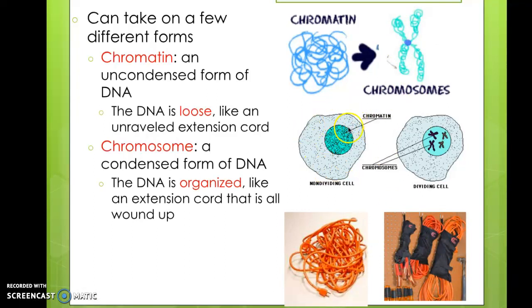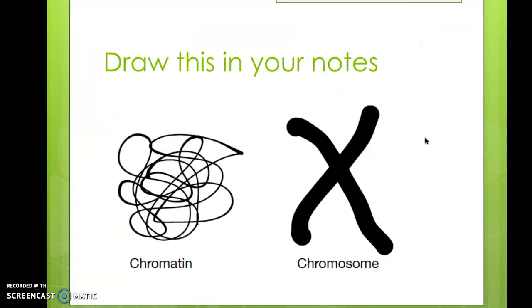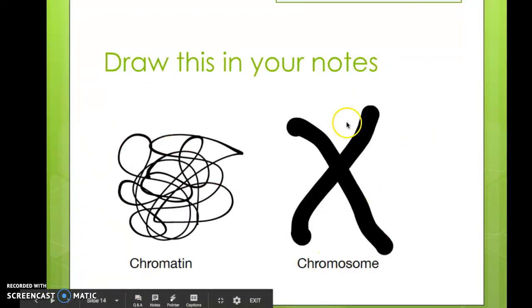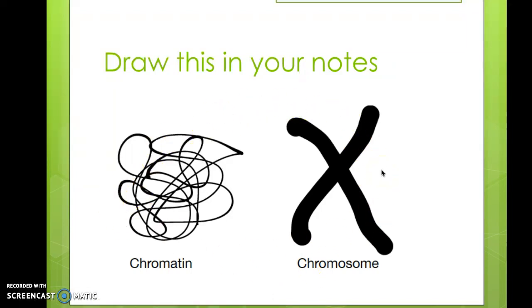So here's a cell. Here it's all messy, kind of hard to see. And now they turn into those characteristic X forms. So draw this in your notes so that way you remember chromatin versus chromosomes. There's a lot of C words in here, and you're probably going to screw these up. So let's figure that out now.